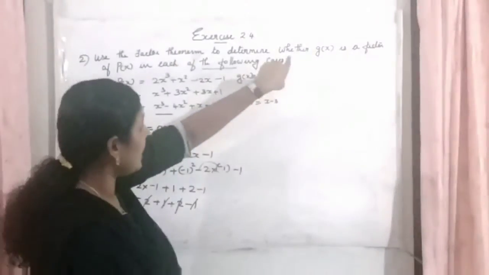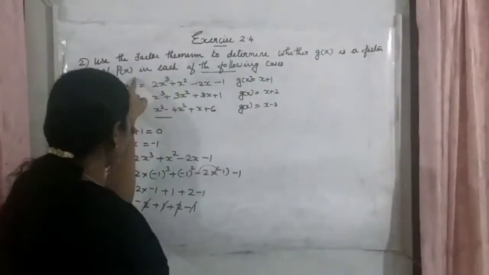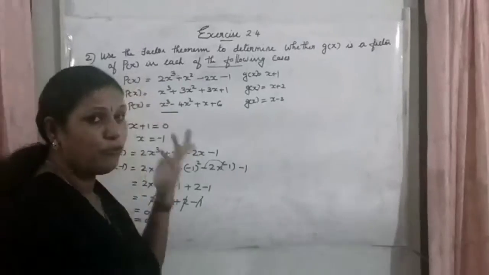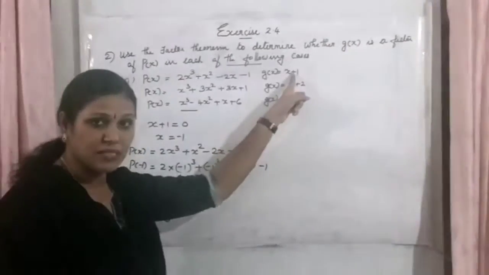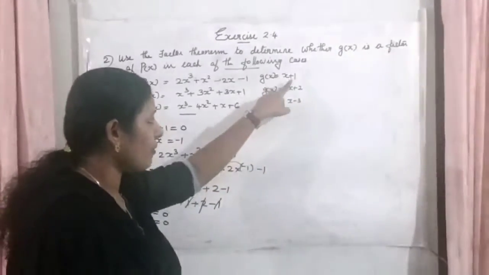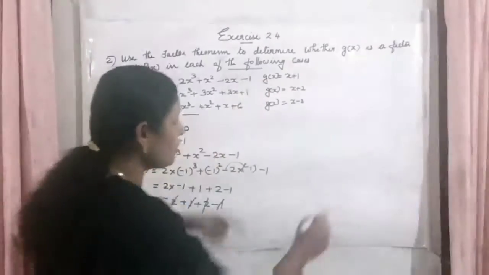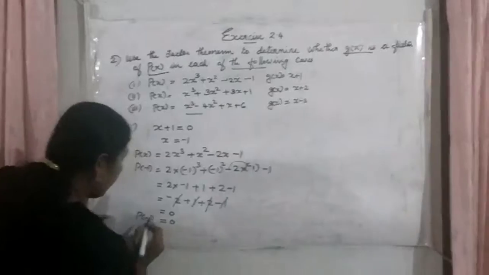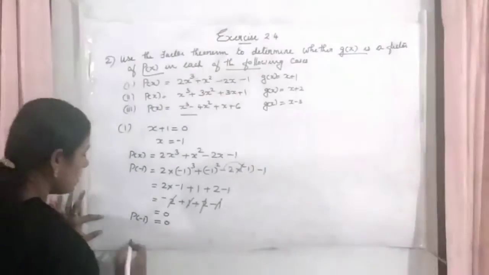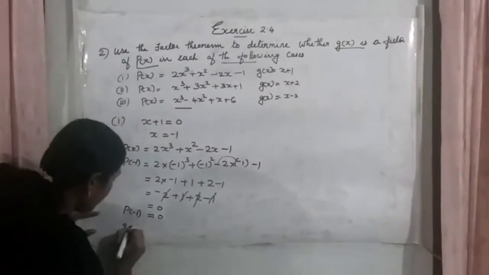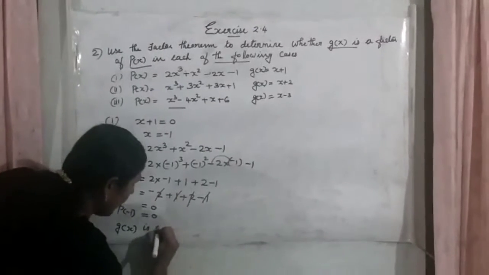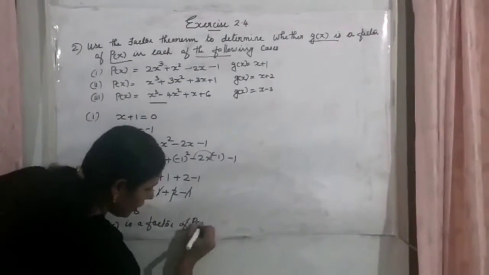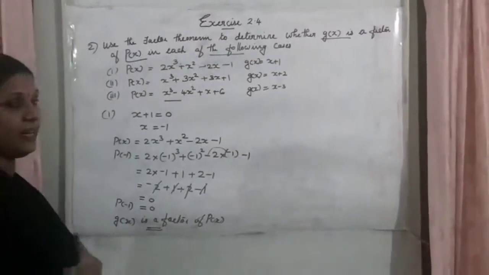Here the question is to determine whether g of x is a factor of p of x. Here g of x is x plus 1. So instead of x plus 1 we write g of x, because the question is whether g of x is a factor of p of x. So we write p of minus 1 equal to 0, so g of x is a factor of p of x. Okay, like that.